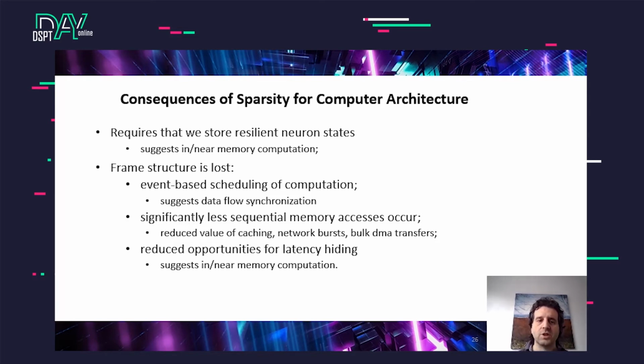And of course, in the process, the frame structure is lost. So we are not processing a structure of data that is completely regular. We are now using a structure of data that is much more irregular, which means we have a lot less locality of reference. We cannot use so many sequential memory accesses, because we're not going through the whole image. So we lose some economies of scale there. Things like caching don't work as well for us. Network bursts don't work as well. DMA transfers don't work as well, because our network now works on receiving things that are more sporadic.